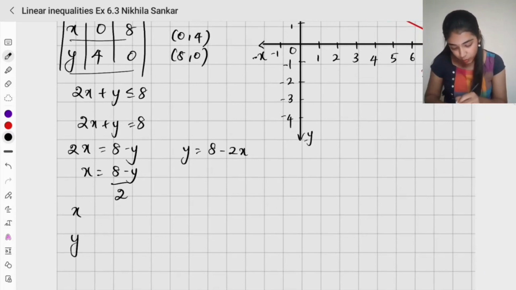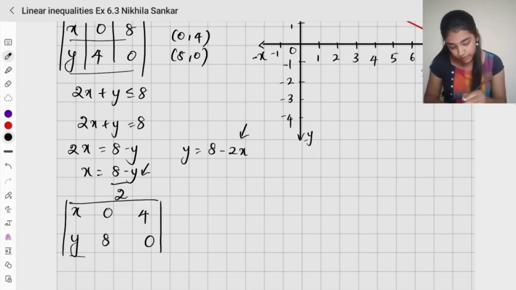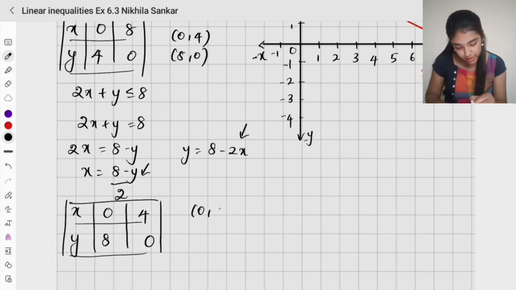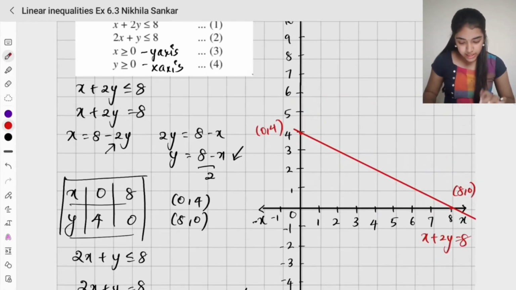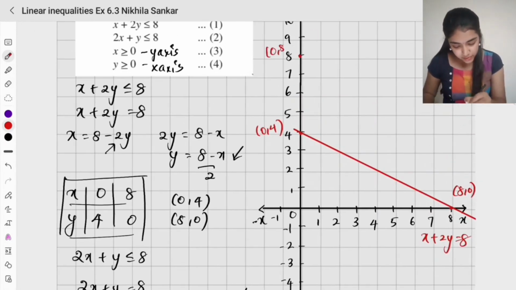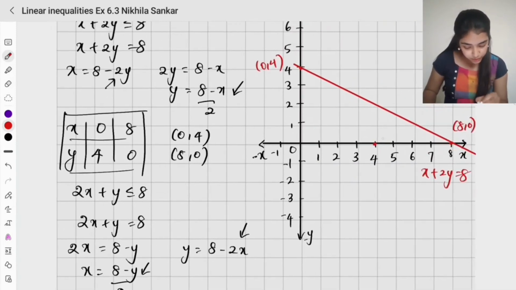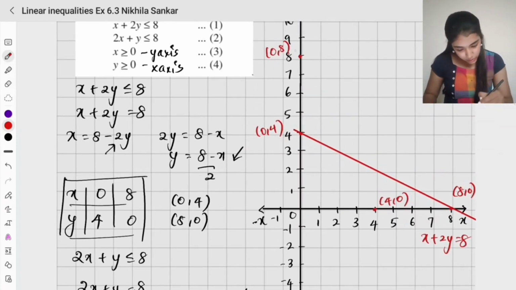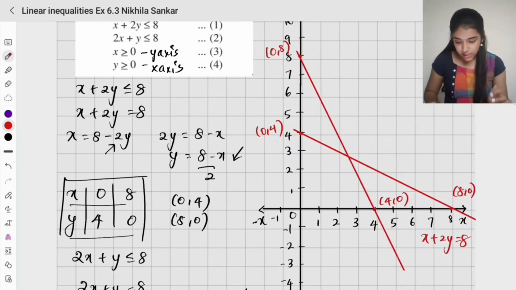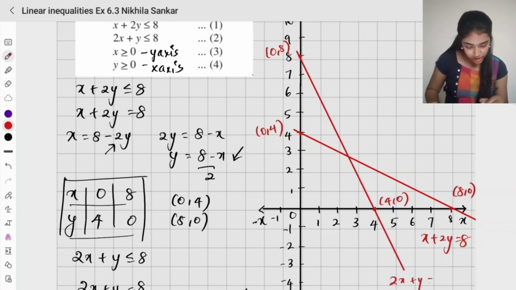So when I have x and y, x க்கு 0 போட்டா I'll have y is equal to 8. Y க்கு 0 போட்டா I'll have x is equal to 8 divided by 2, which is 4. So I'll have 0 comma 8 and 4 comma 0. So let me mark them in the graph. 0 comma 8 எங்க இருக்கு? So this point is 0 comma 8. And what is my other point? 4 comma 0. So this is 4 comma 0. So when I join these two, this is also a slack inequality, so straight line. So this is going to be 2x plus y equals 8.